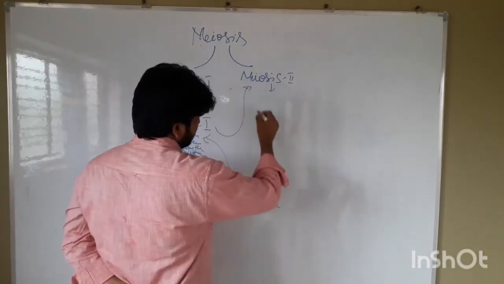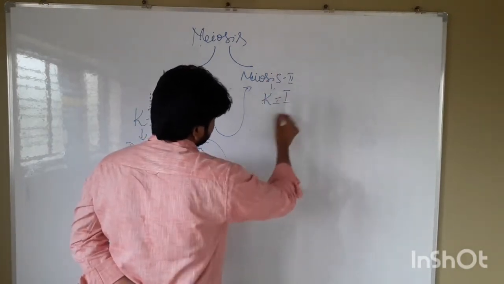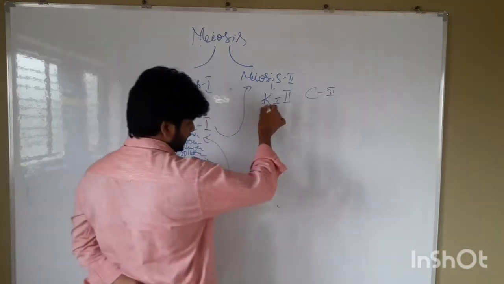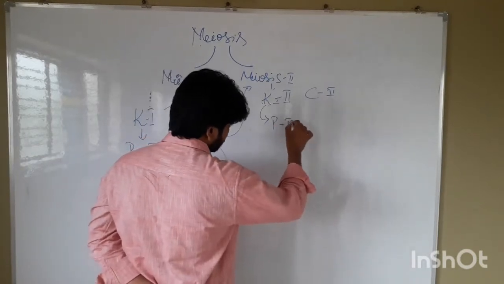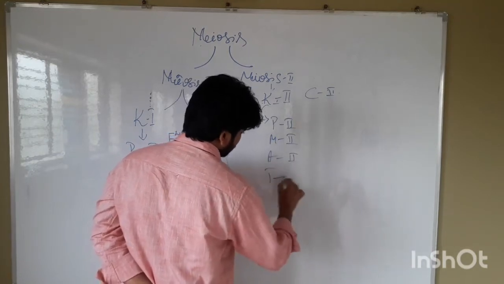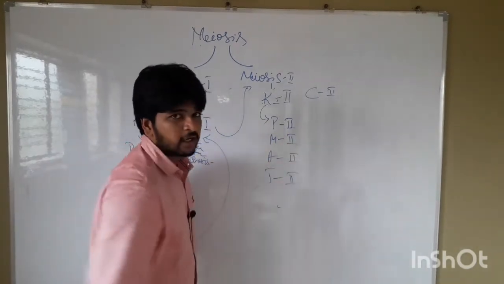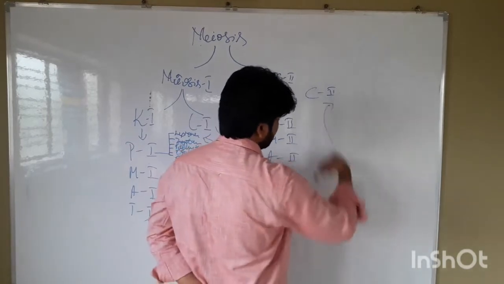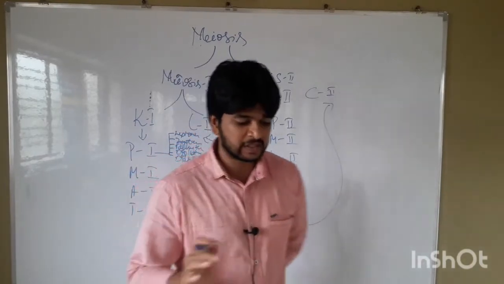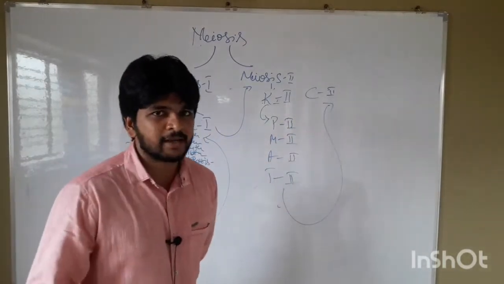Meiosis 2 is again subdivided into karyokinesis 2 and cytokinesis 2. Karyokinesis 2 is again subdivided into prophase 2, metaphase 2, anaphase 2 and telophase 2. After telophase, the cell enters the next stage called cytokinesis 2, and after cytokinesis 2 meiosis is completed. Meiosis comes to an end after cytokinesis 2.